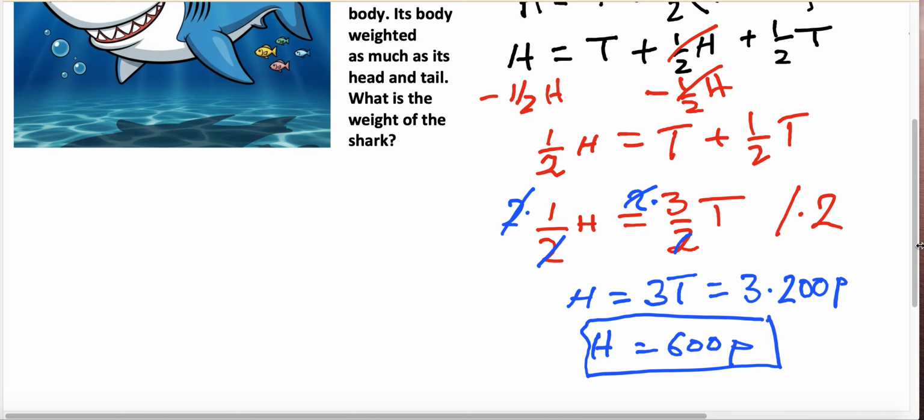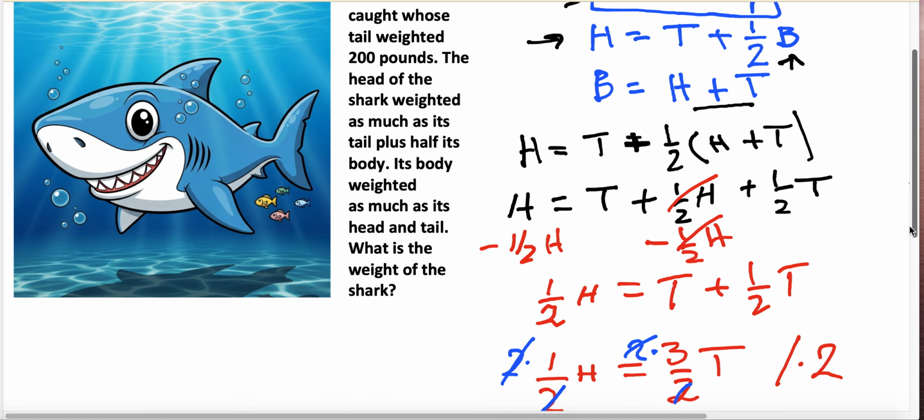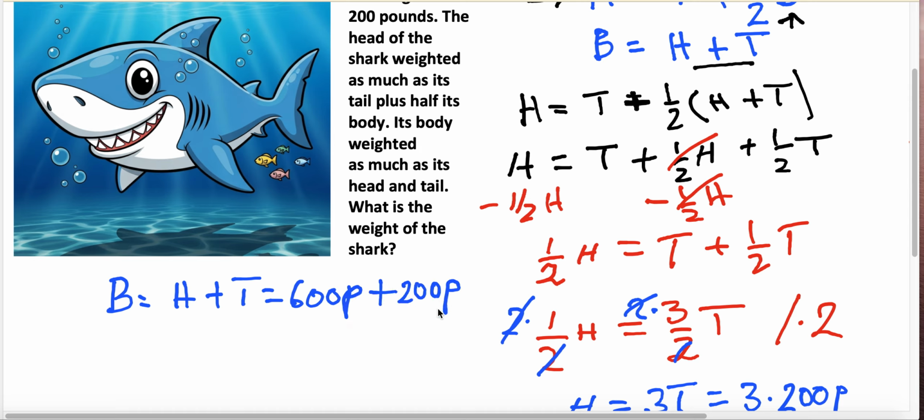We already found the head. Okay, so just let me put in the frame the tail. So the tail is 200 pounds. I want to find the weight of the body. Body is head plus tail. So the body is equal to the head plus tail, and the head is 600. We already found out 600 pounds plus the tail is 200 pounds. So the body is equal to 800 pounds.